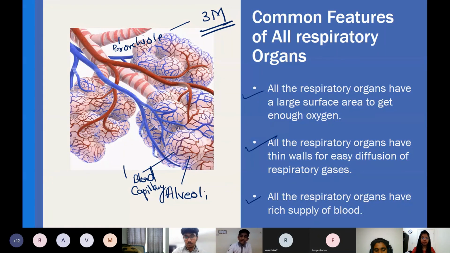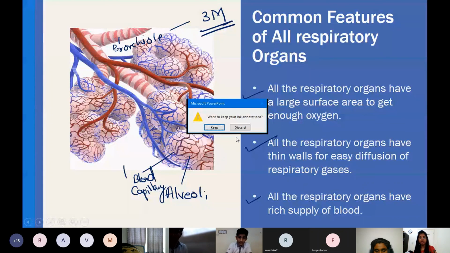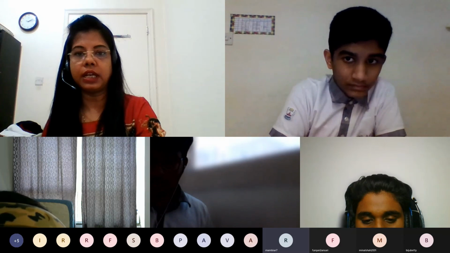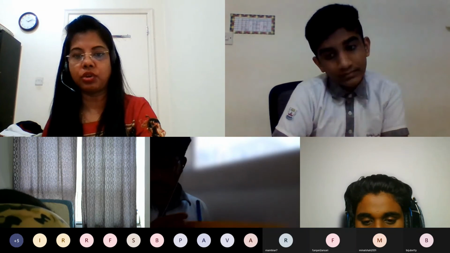Correct, perfect. Now we have studied the respiratory organs of other animals. In the next class we will study our own respiratory organs.